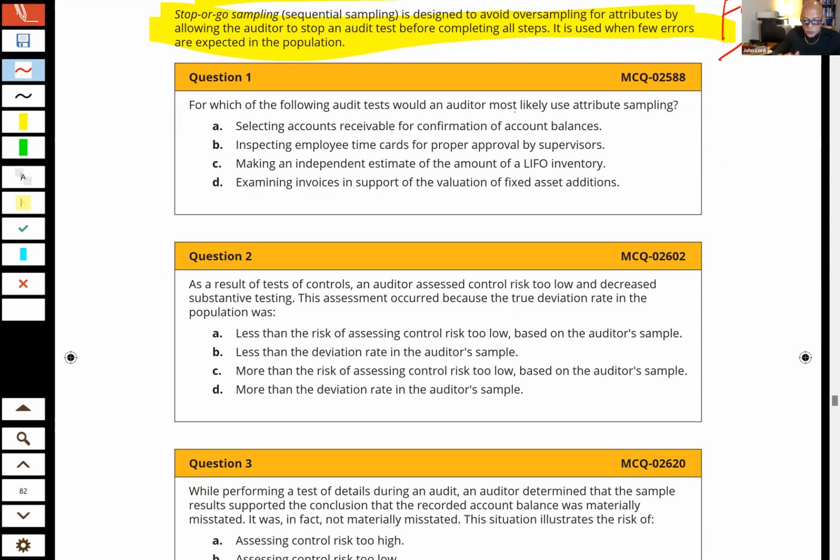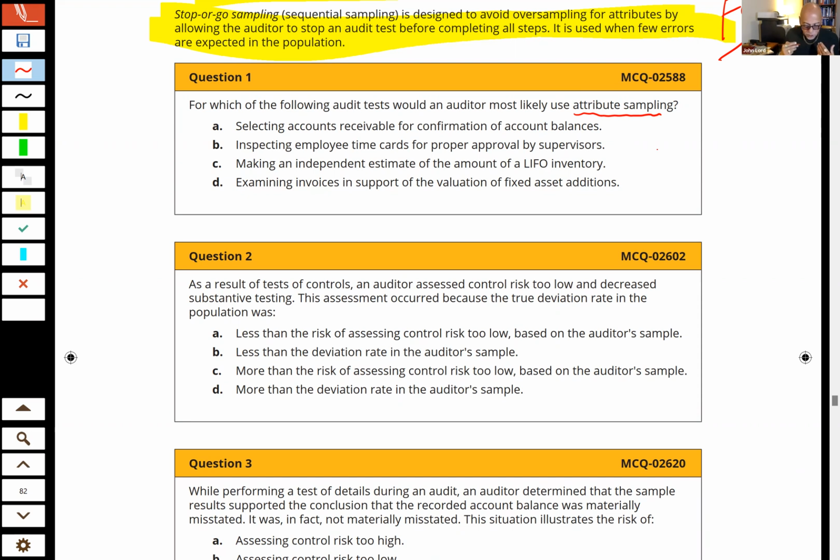Which of the following would you use attribute sampling? Well, you're going to use attribute sampling for what? For a control test. Did I stop sharing? This is the kind of thing I can't see. Is the poll out of the way now? Yes. Okay.